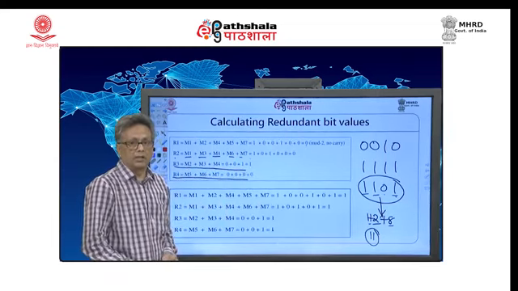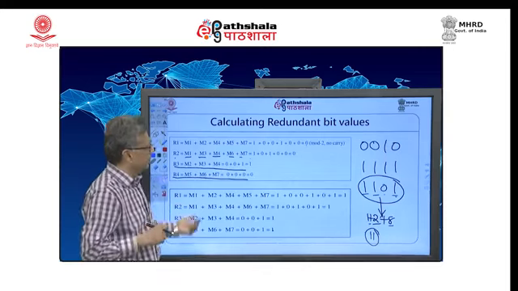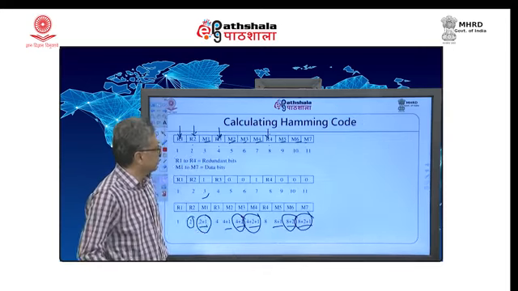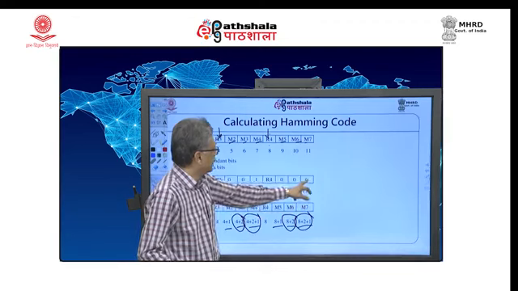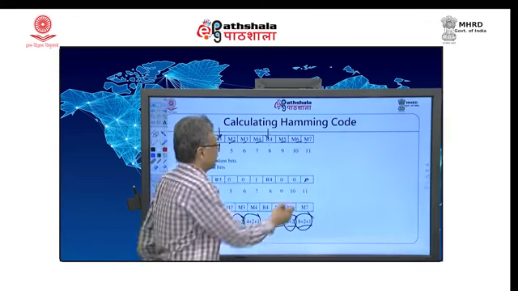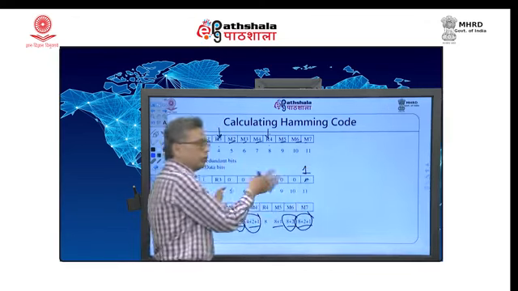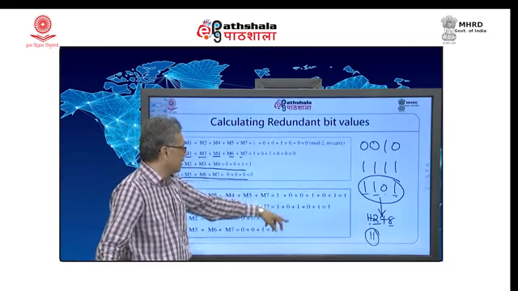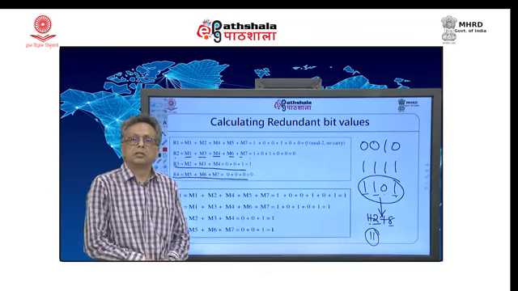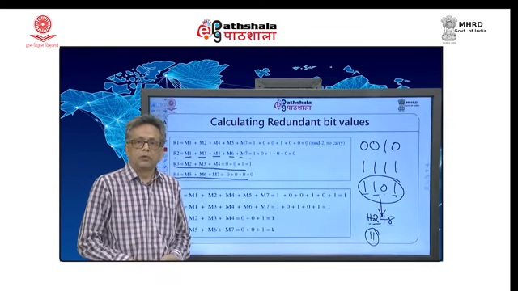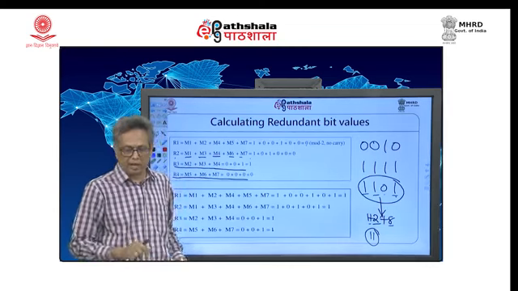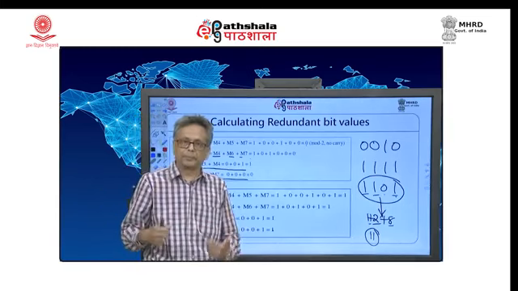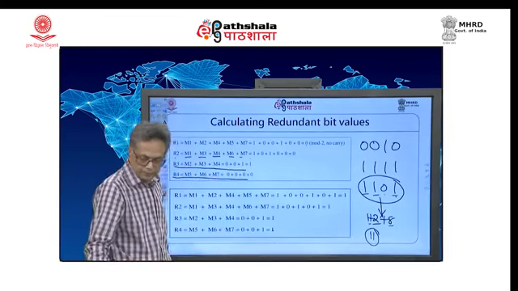Okay. And if you change the previous case, change this value, the 11th bit, convert this 1 into 0, and recalculate these R1, R2, R4 values, you will get exactly this answer, telling that the 11th bit is corrupted. And you know exactly that bit is corrupted. So, you can invert that bit and accept that value now as correct.